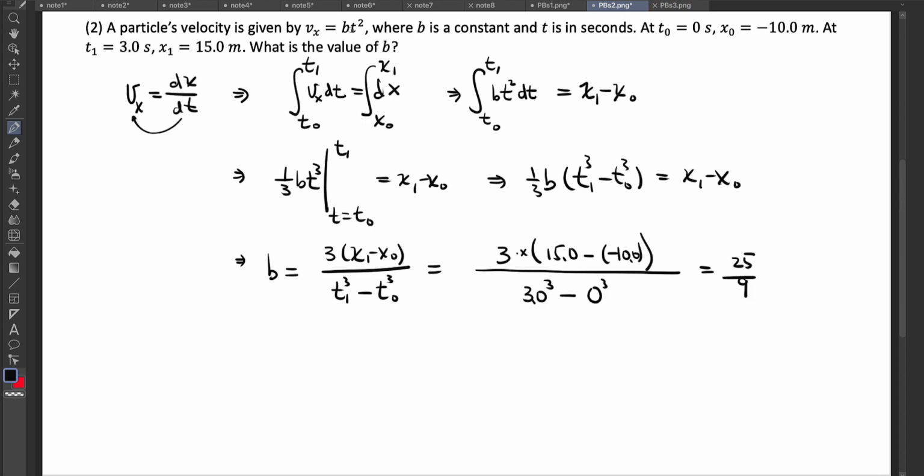Because the left side here is meters per second, and the units should be consistent on the left and right sides. Now we have a square here for the time, seconds squared, right? So we need to have meters per second cubed as the unit for this quantity b. Okay, so that's the second example.